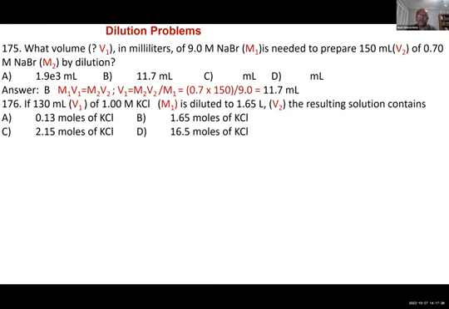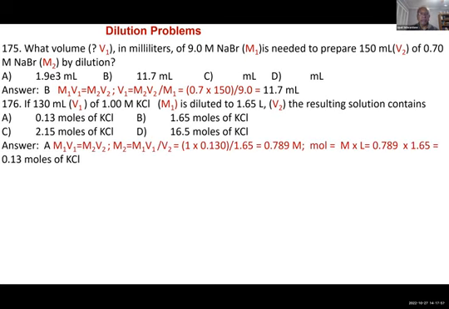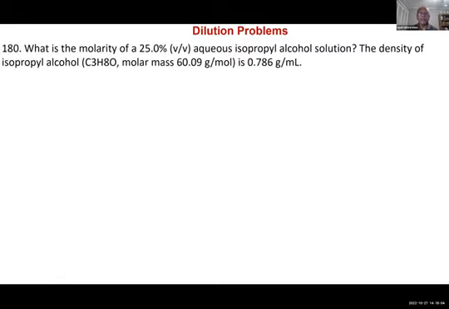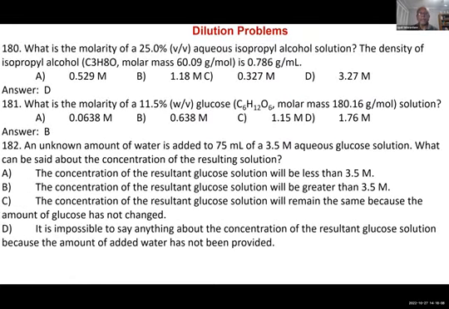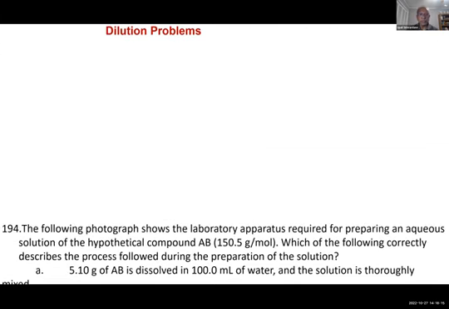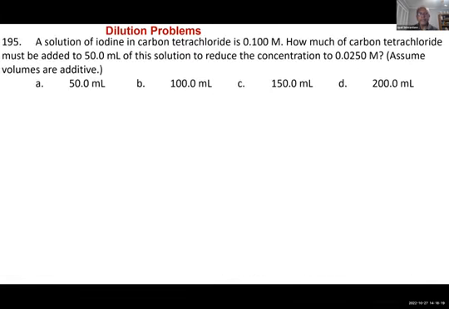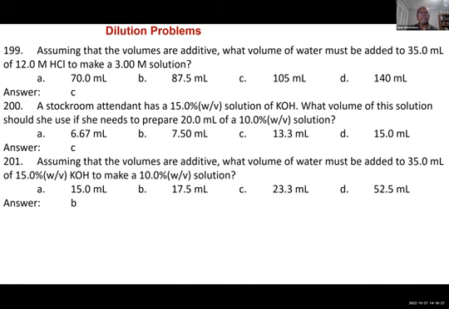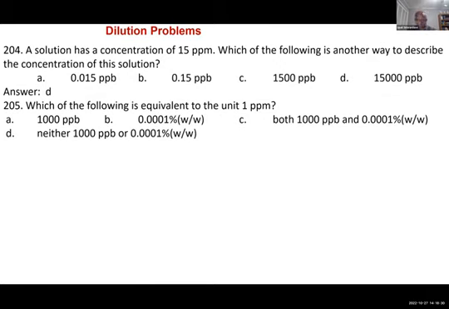The question is, what do you start with? How many milliliters? The 11.7 milliliters become 150 milliliters after dilution: you add more solvent until the 11.7 becomes 150 milliliters. So these are similar problems about molarity, the dilution problem. We also talk about ppm and ppb.